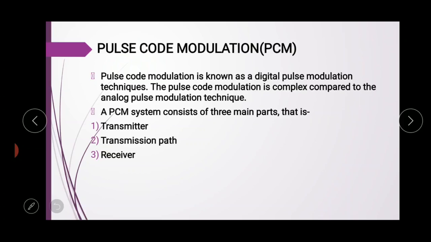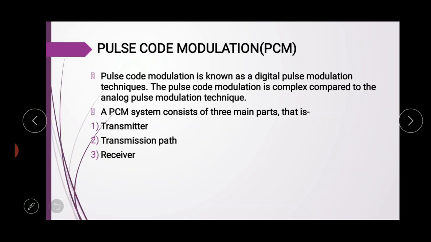So, pulse code modulation or PCM. In PCM, an analog signal is converted into a binary sequence, that is ones and zeros. The three elements of PCM are the transmitter, transmission path and receiver.